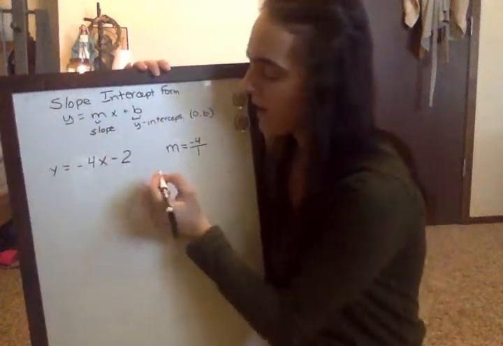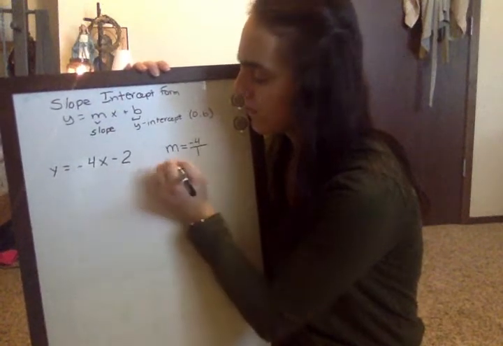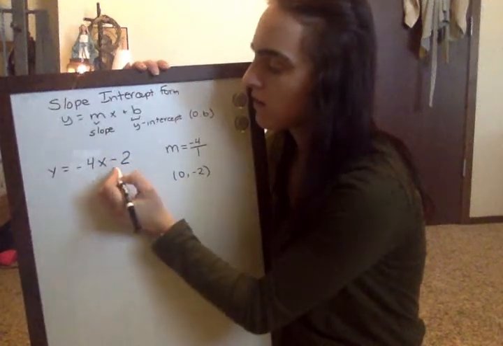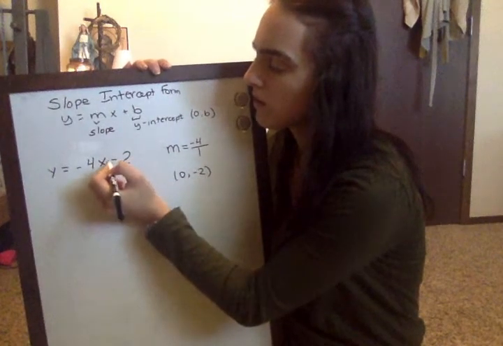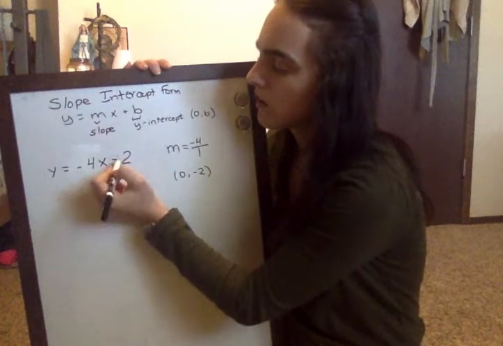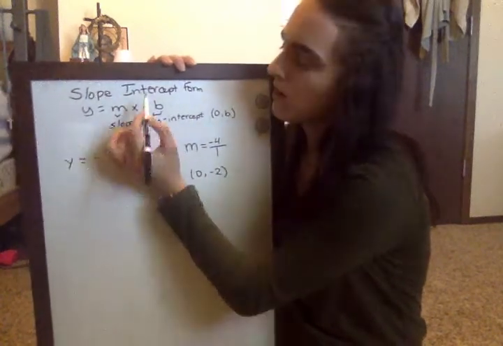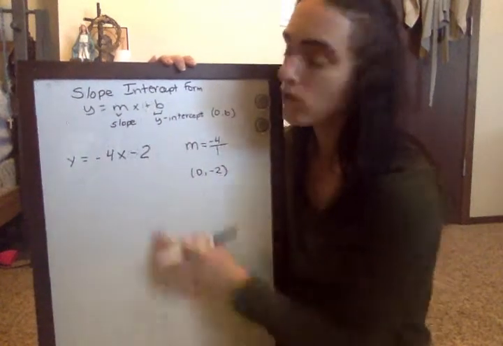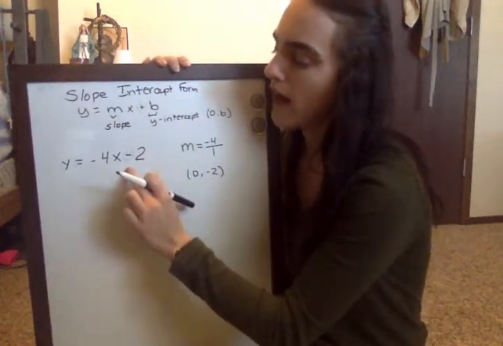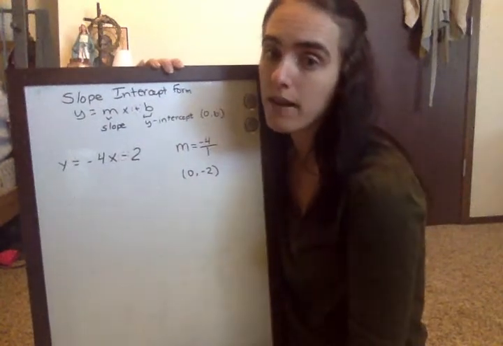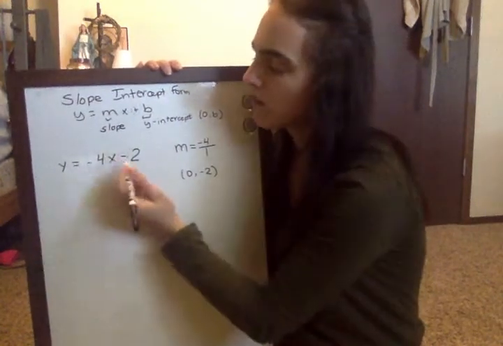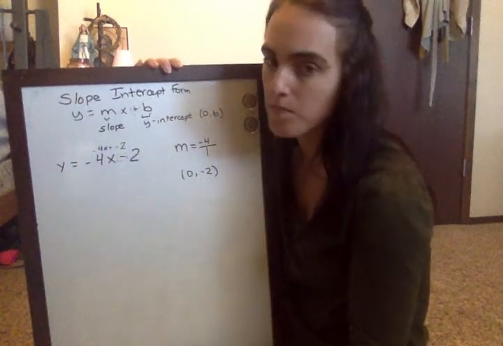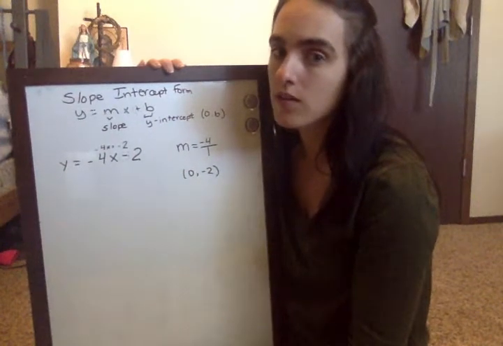And then my y-intercept, my b, is 0, negative 2. See, it says minus 2. This is an important note. In our notes up here, we have it's mx plus b. So if it's minus b down here, that means you're adding a negative, and they just wrote a subtraction sign. But this is also the same thing as negative 4x plus a negative 2. So your y-intercept is negative 2.